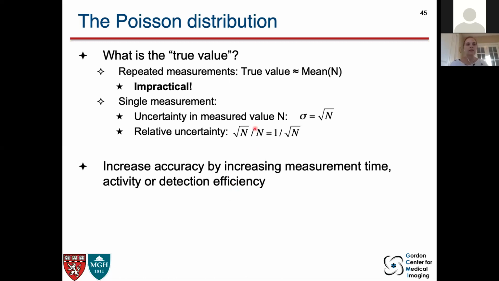So this slide really shows us why this is important, because it will ultimately improve the accuracy of our measurement and impact how good of an imaging system we will have.